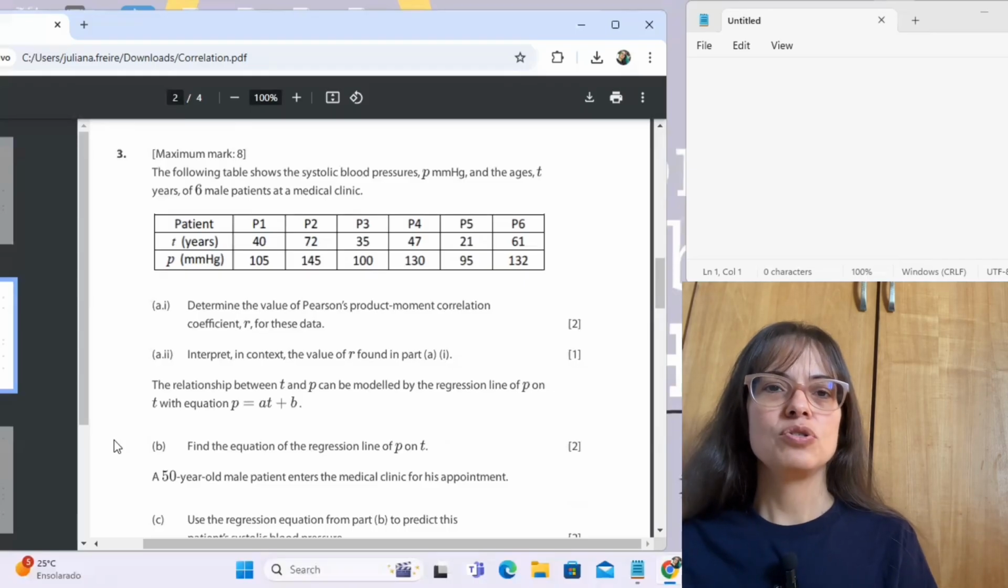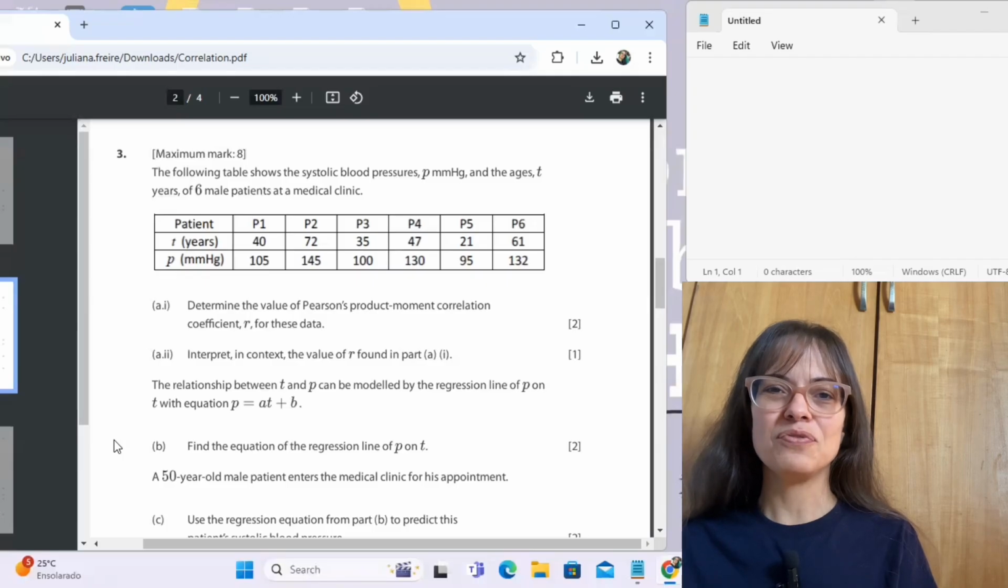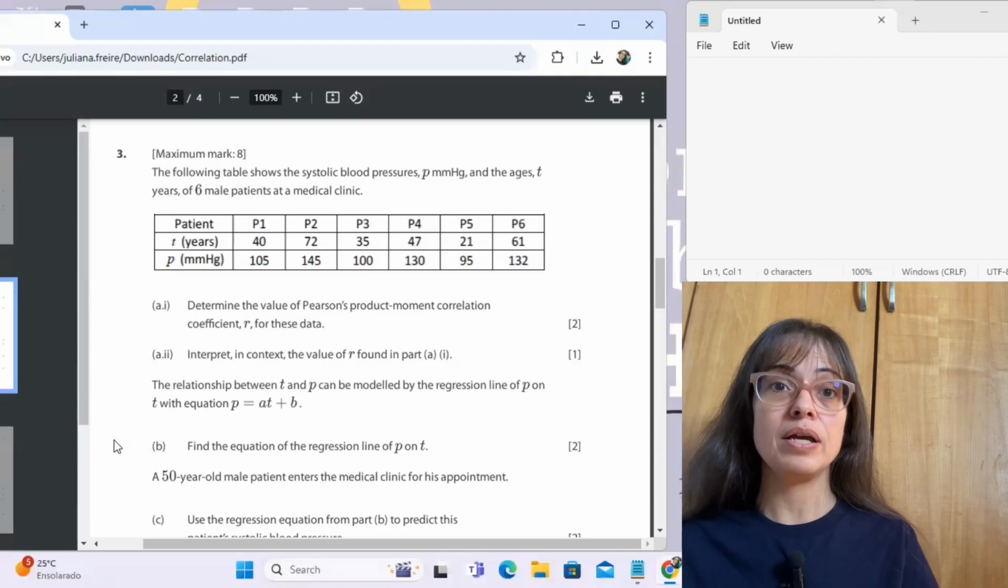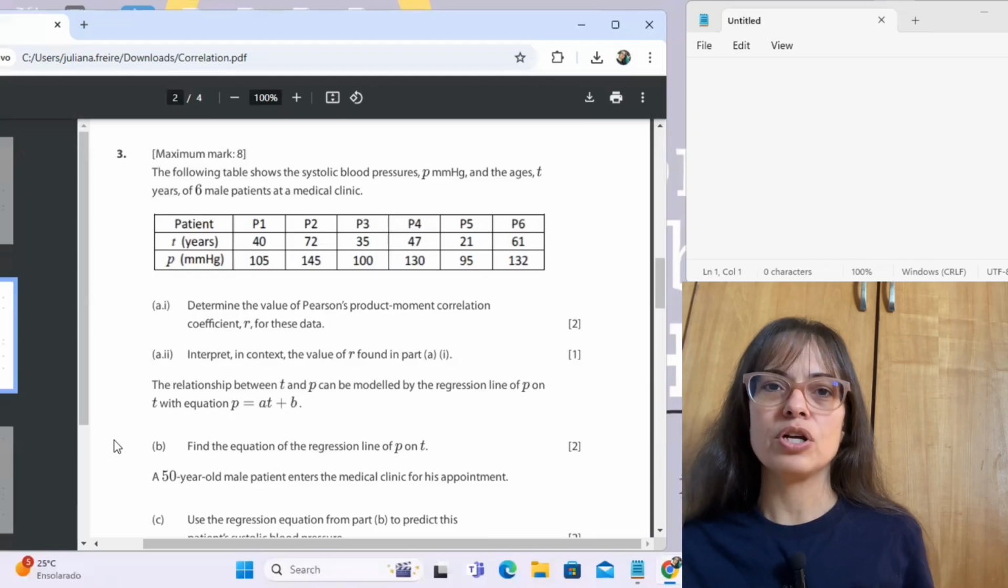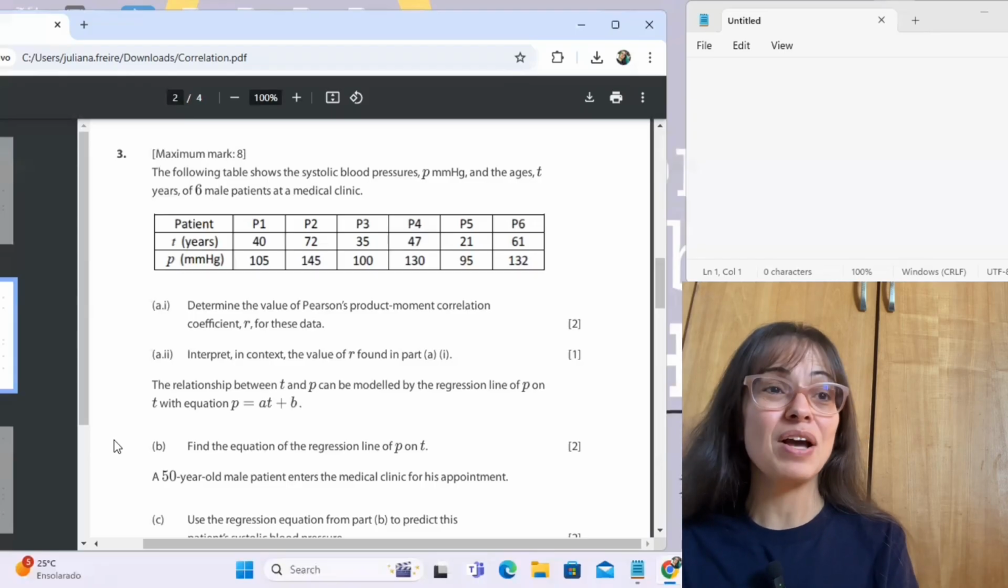And make sure you pay attention to the word in context, because if you say something like "the variables are strongly correlated," this might not fit what the mark scheme expects, because you said the variables in a very generic way, and that's not looking at the context. So I would say something like the age and the blood pressure are strongly correlated. I'm assuming it's strong, but I haven't calculated. That would depend on the value of R.